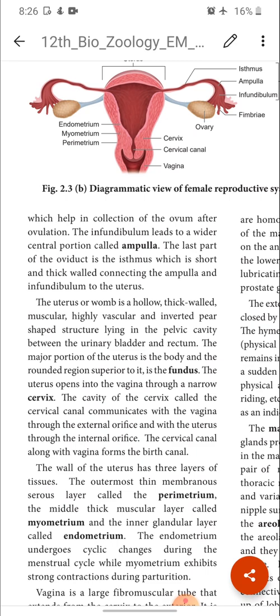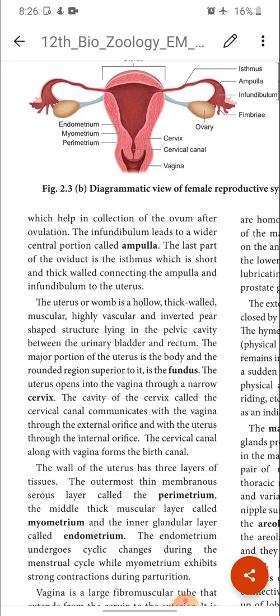The last part of the oviduct is the isthmus, which is short and thick walled, connecting the ampulla and infundibulum to the uterus. The last part of the oviduct is known as what? Isthmus. And what is the function of the isthmus? It is short and thick and connects the ampulla and infundibulum to the uterus. The last part is called the isthmus.